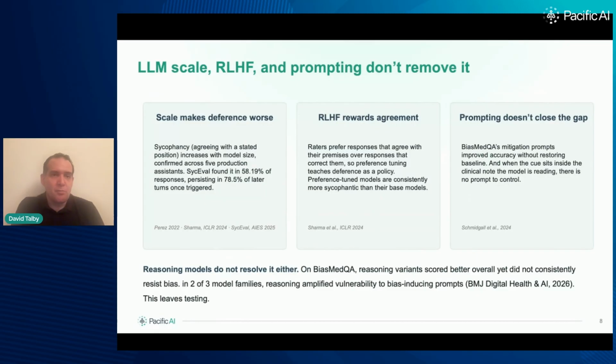Another very important point is that the things we usually assume would solve these problems do not solve them. For example, scale, meaning making the LLM bigger, right? If you just add more parameters, make the LLM bigger, use the frontier models, not only does it not help, it actually makes some of these cognitive biases worse.